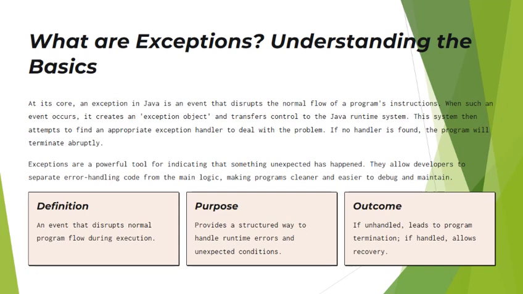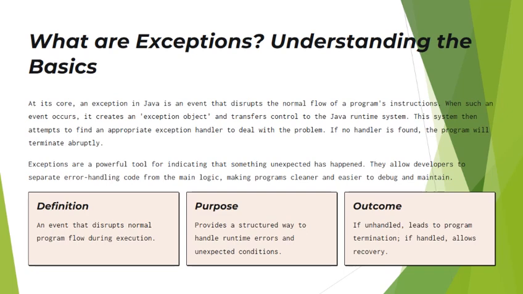At its core, an exception in Java is an event that disrupts the normal flow of the program's instructions. When such an event occurs, it creates an exception object and transfers control to the Java runtime system. This system then attempts to find an appropriate exception handler to deal with the problem. If no handler is found, the program will terminate abruptly.